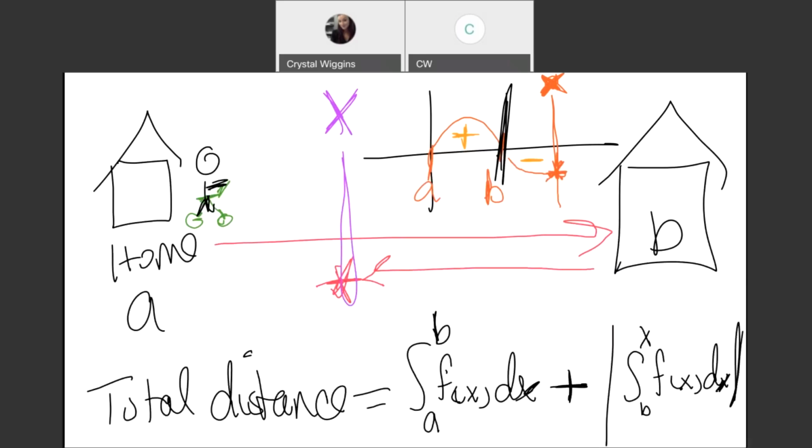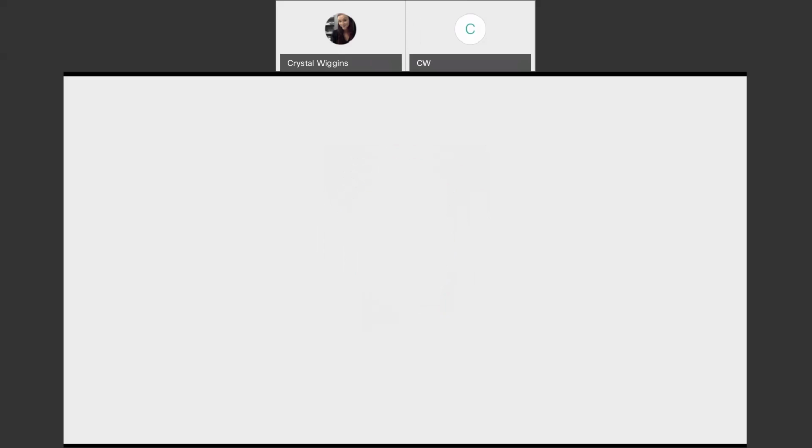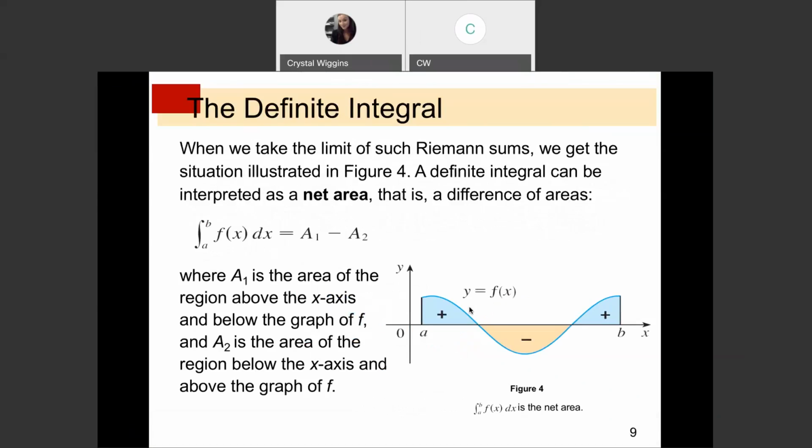Back to the PowerPoint. So when we take the limit of the Riemann sums, we get the situation illustrated below, with the positive and negative area. A definite integral can be interpreted as net area, that is, a difference of areas. So here, this is net area. You are calculating everything from A to B, not even thinking about the negative area. And again, that's going to give you displacement, or net.